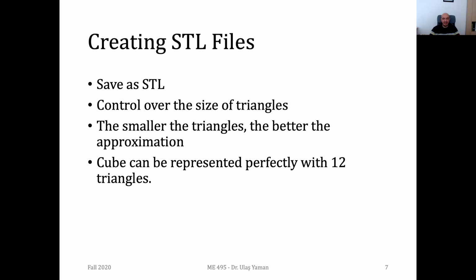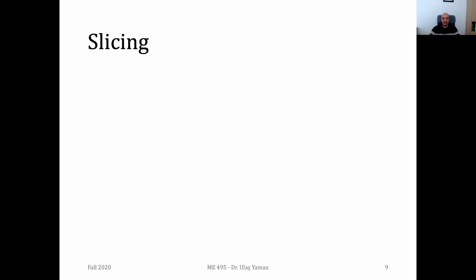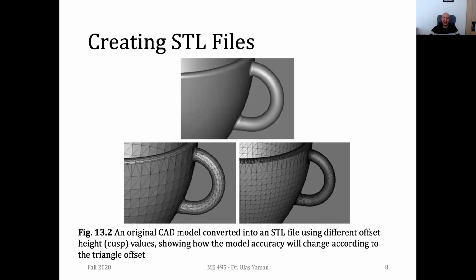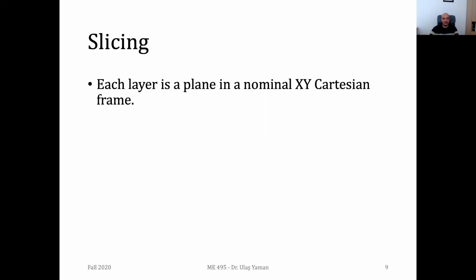We simply create it by saving your model in STL file format. It's not that complicated. If you have a high number of triangles, then the approximation will be very good. You will have less approximation and geometric errors. But if you use a smaller number of triangles, then it will be a worse approximation and you will have some errors.